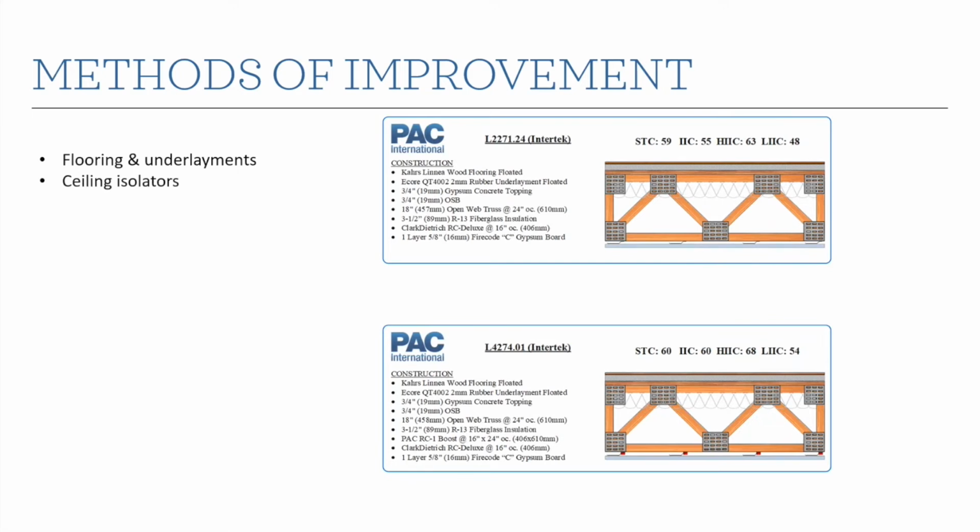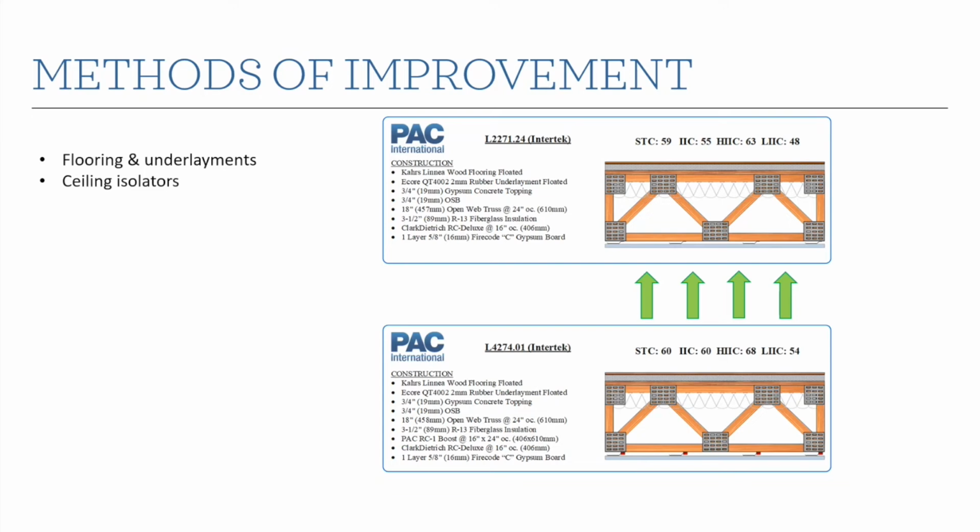Okay, so ceiling isolators is another way, right? We can use some sort of sound isolators for our ceiling to improve our acoustical ratings. So here again, we have this open web truss assembly. This time, both of them have the flooring and underlayment. The one on the bottom has just added these rubber isolators to the resilient channel to try and improve the performance. So STC rating went up a point, again, negligible.